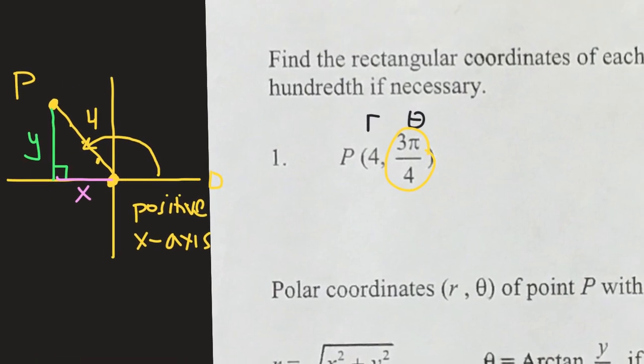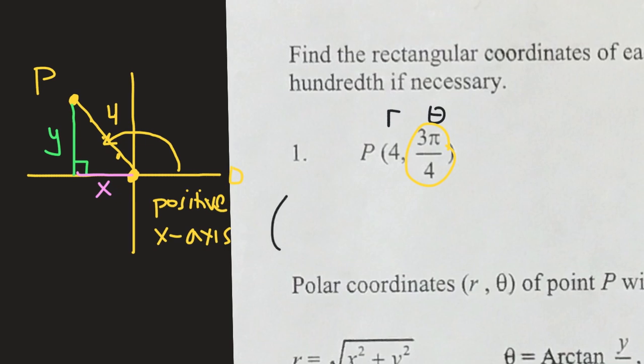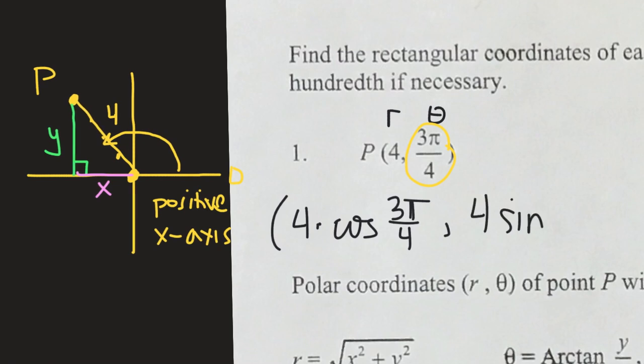There were two formulas that we had just talked about. The x is always the radius times the cosine of your angle. So 4 times the cosine of 3 pi over 4. Simple enough. And the y is the radius times the sine of your angle. That's how we start. The x is the radius times the cosine of the angle that you're given in your problem with the point, and then the y is r, the radius, times the sine of that angle.